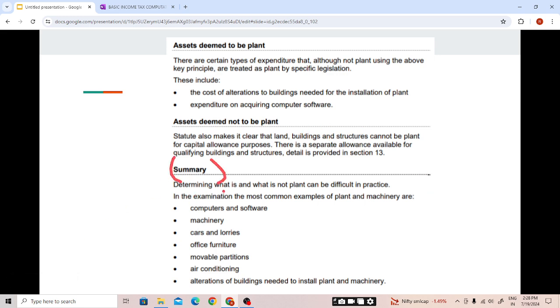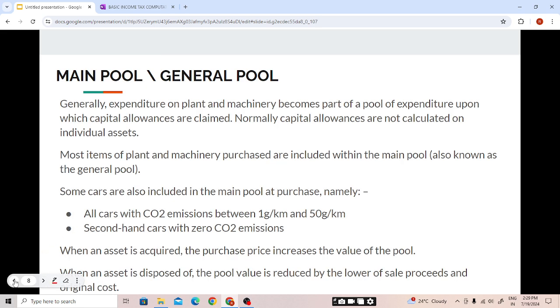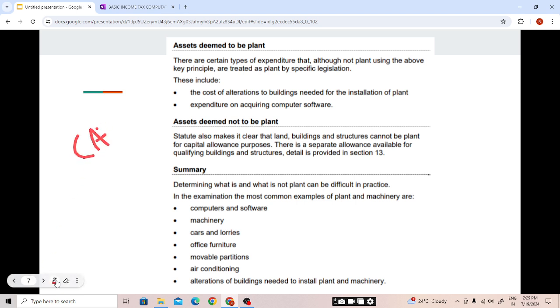Summary: determining what is and what is not plant can be difficult in practice. In the examination, the most common examples of plant and machinery are computers and software, machinery, cars and lorries, office furniture, movable partitions, air conditioning, and alteration of building needed to install plant and machinery. So these are a few examples of plant and machinery which will be tested in an examination. I hope this is clear. Now, we will be seeing the format for capital allowances.